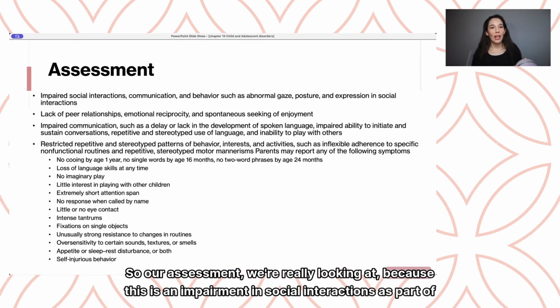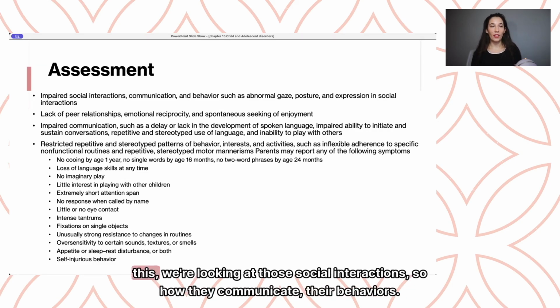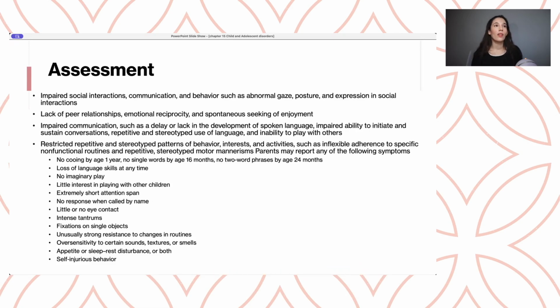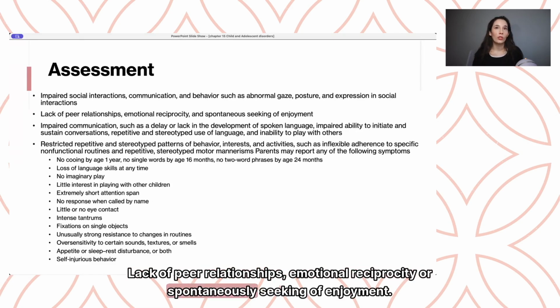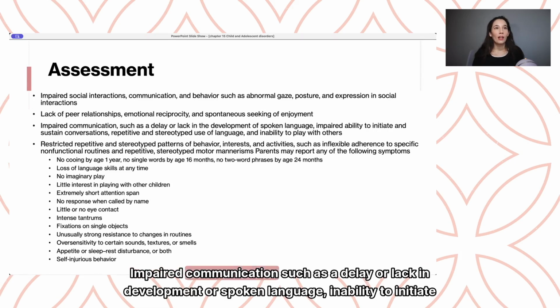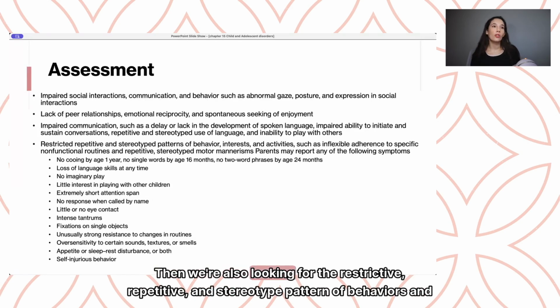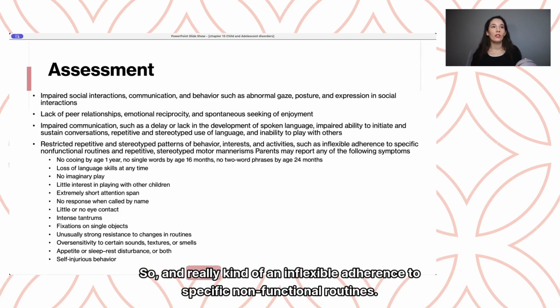So for our assessment, because this is an impairment in social interactions, we're looking at those social interactions. So how they communicate, their behaviors, abnormal gazing, so staring at somebody too long or being unable to make eye contact, their posture and expression in social interactions. Lack of peer relationships, emotional reciprocity, or spontaneously seeking enjoyment. Impaired communication, such as a delay or lack in development of spoken language, inability to initiate and sustain conversations, repetitive and stereotyped use of language, and inability to play with others. And then we're also looking for the restrictive, repetitive, and stereotyped pattern of behaviors and interests, and really an inflexible adherence to specific non-functional routines.